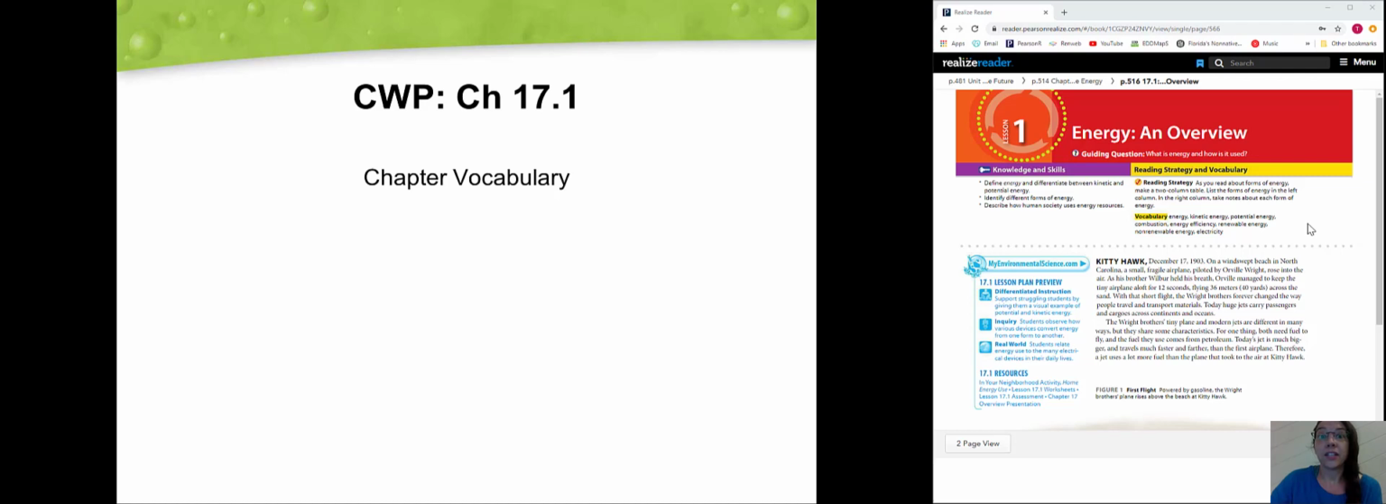So by the end of this chapter or section, lecture, we should be able to define energy and differentiate between kinetic and potential energy. We should be able to identify different forms of energy. And then lastly, we'll describe how human society uses energy resources.